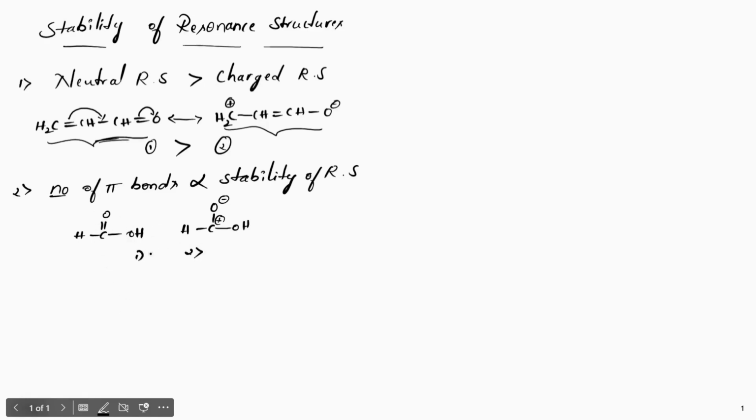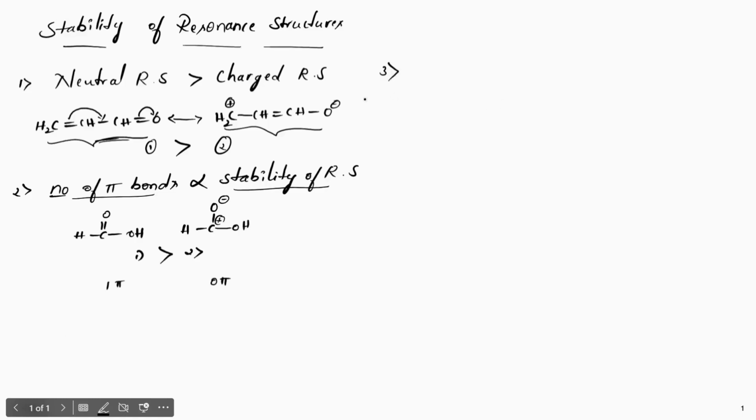In these two cases, which is the more stable resonance structure? Here, how many pi bonds are there? In the first case, 1 pi bond. In the second case, we have 0 pi bond. More the number of pi bonds, more will be the stability of the resonance structure. Therefore, 1 is more stable than 2.